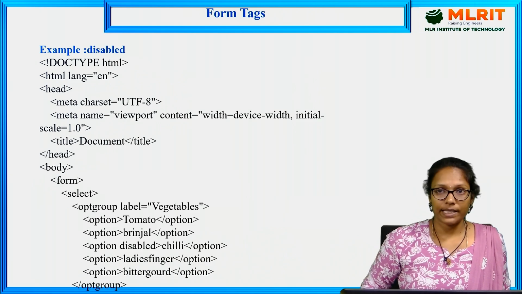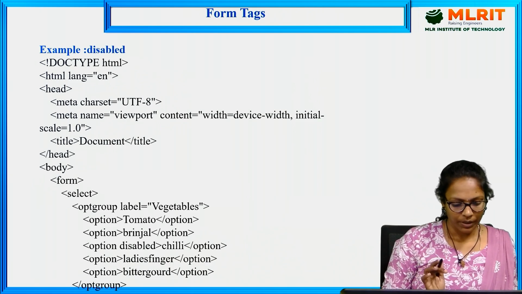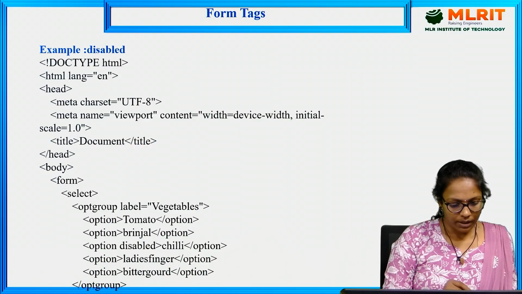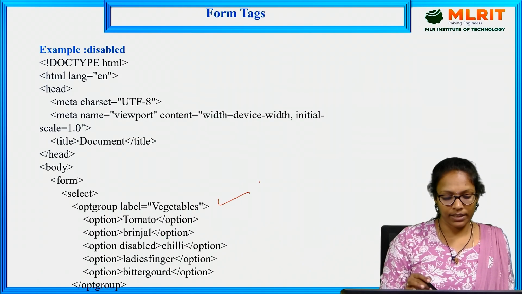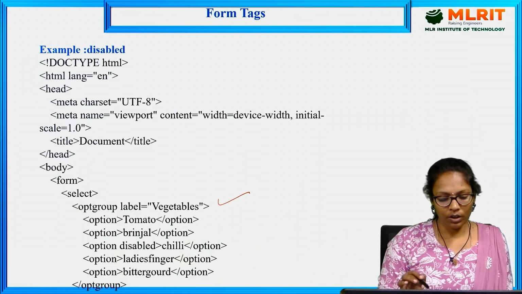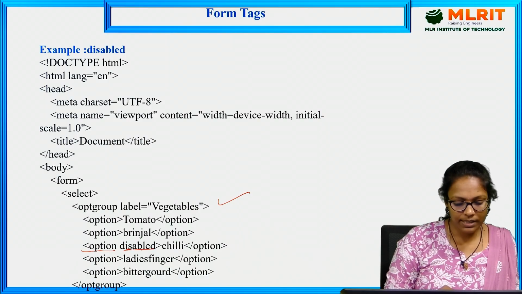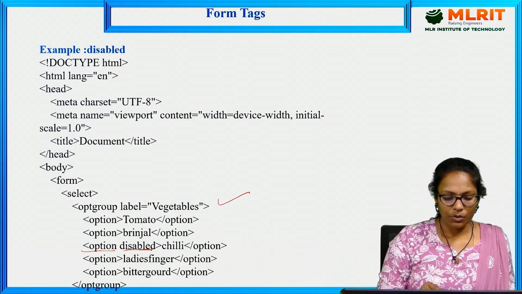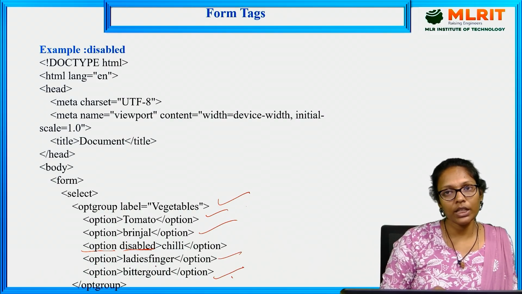And next is disabled. I want to disable some set of options here. So that we will see now. So here the same program again. The first one is the vegetables category. In this vegetables category, the chili is out of stock. In that case, what I'm doing here, in the option tag, I'm making it disabled. So tomato is enabled, brinjal, ladyfinger, bitter gourd, all these are enabled, but the chili is disabled.